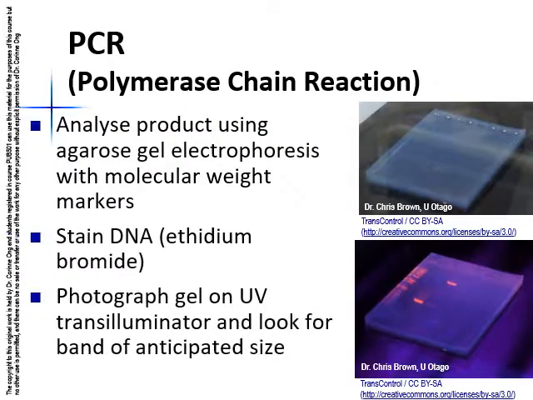The PCR products are then analyzed using agarose gel electrophoresis. This enables the size of the product to be determined. This is done by running a set of molecular weight markers alongside.